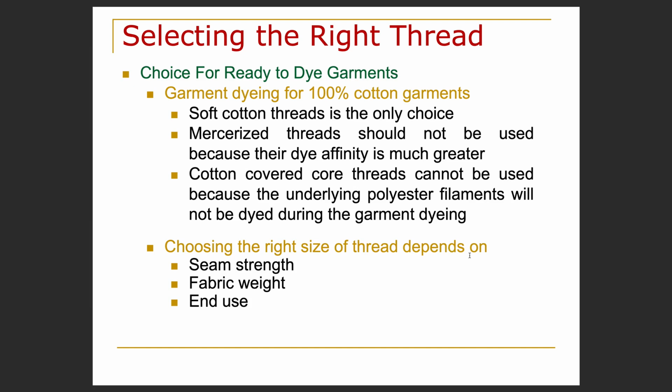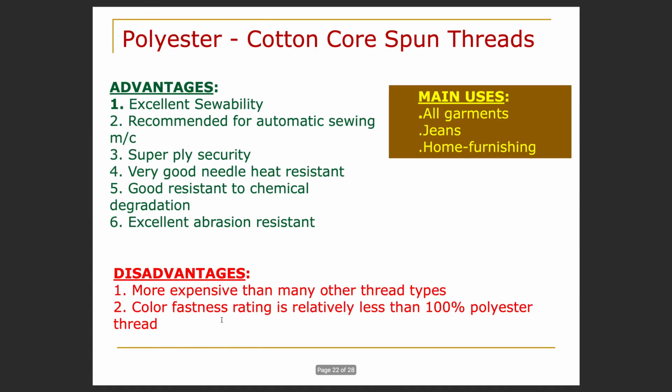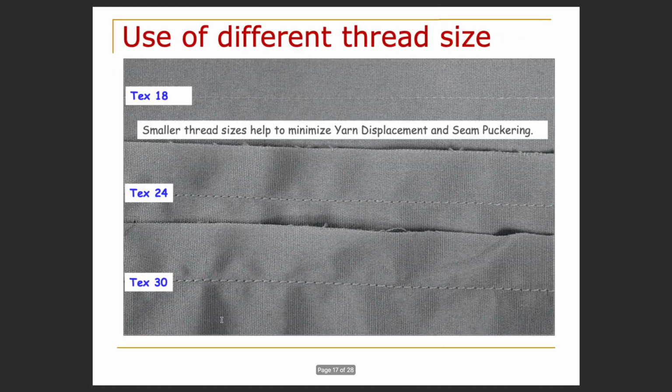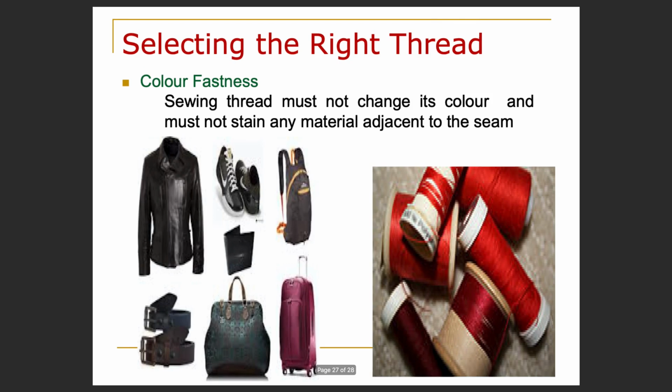Choosing the right size of the thread will depend on the seam strength, the fabric weight and the end use. What application area is required, what is the fabric weight or the areal density, and what should be the seam strength or durability. Based on that, the size of the thread needs to be chosen. And other than that, the dye uptake or the color fastness of the chosen thread is very important.